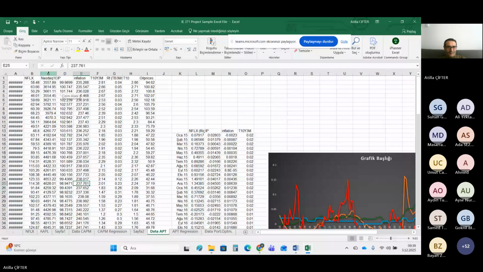Nasdaq return, risk-free rate, industrial production, inflation, and interest rate differential today, so that you can paste and then run the regression, okay? And you can see that we also have oil prices. In some studies, they also use oil prices for arbitrage pricing theory. Therefore, I added it, but I will not update it because you don't use it, okay? So we run the regression for the main macroeconomic factors.